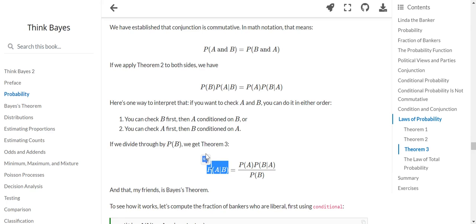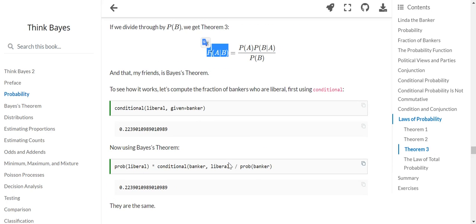So the probability of A being true given B is true is the same as the probability of B being true given A is true times the probability of A being true divided by the probability of B being true, and that is our Bayes theorem.